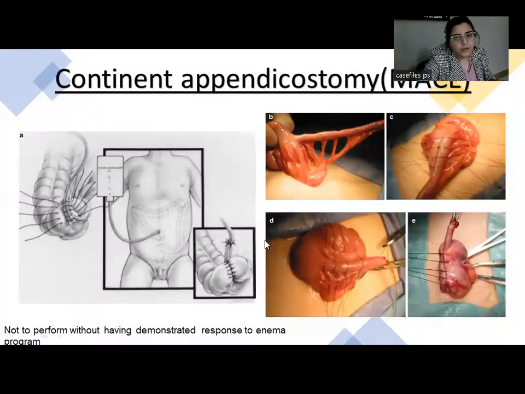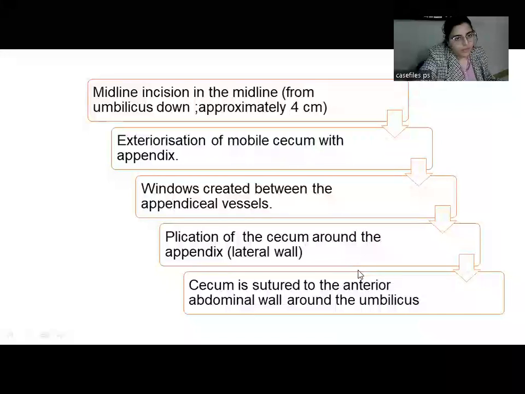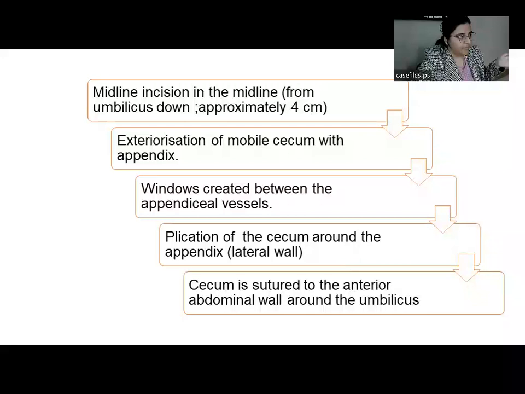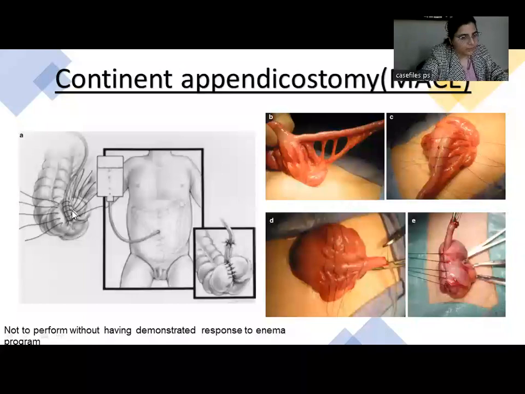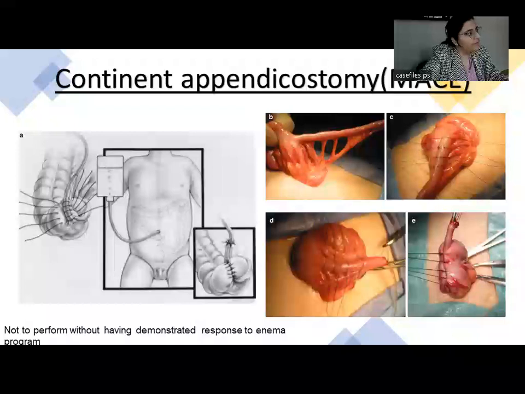In this procedure, we identify the appendix and we bring the appendix out through the umbilicus, and I'll discuss the surgical steps, in which we create a midline incision, bring the mobile cecum and the appendix out. We have to create these windows between the appendiceal vessels, and we have to plicate the cecum around the appendix, as you can see in this image. This is the traditionally described approach. Certain approaches now say that this is not required because the appendix will always automatically have its valve mechanism, so we don't have to do the plication.